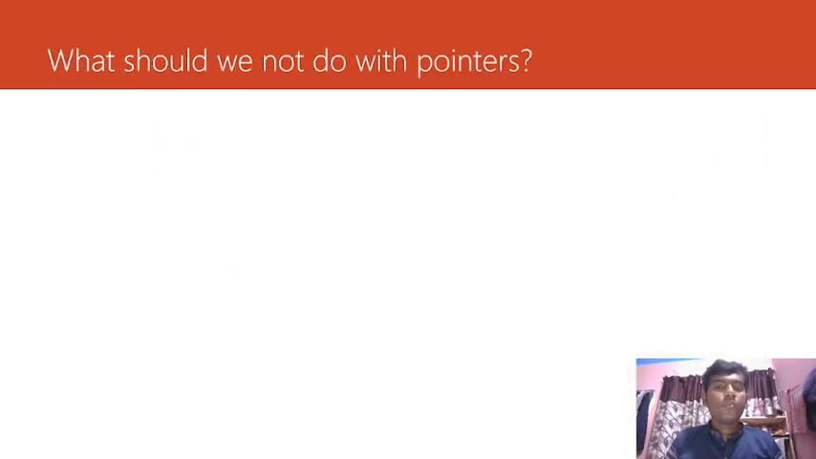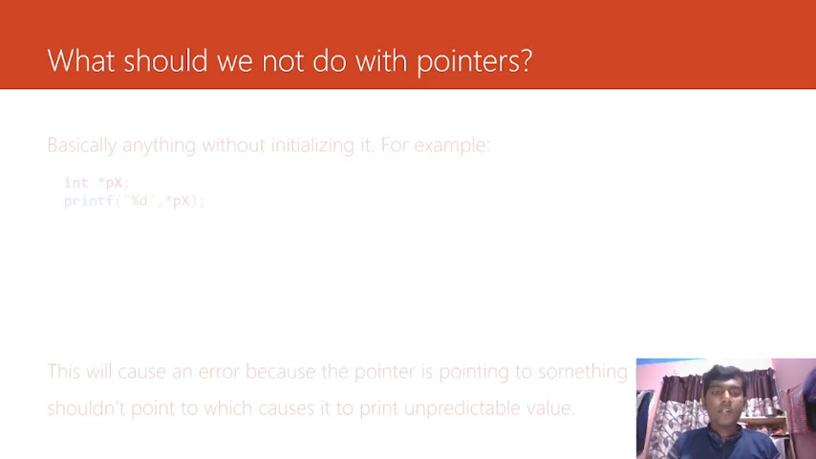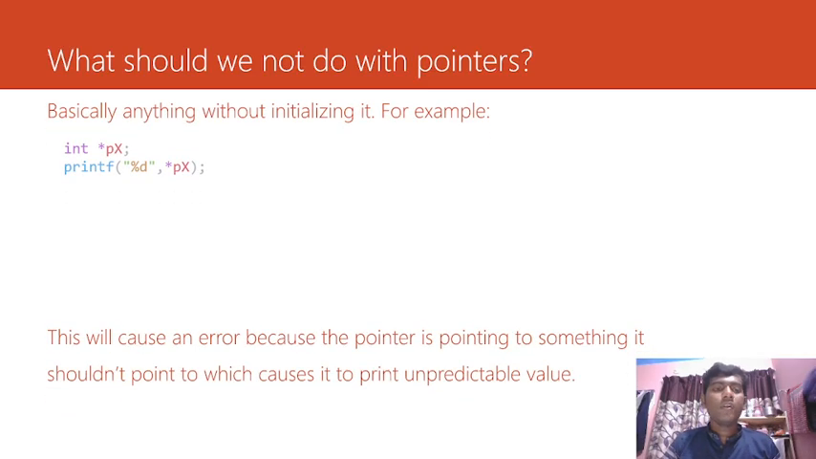So what should we not do with pointers? Basically anything without initializing it. For example, here we can see a bad code. This will cause an error because the pointer is pointing to something it shouldn't point to, which causes it to print an unpredictable value.